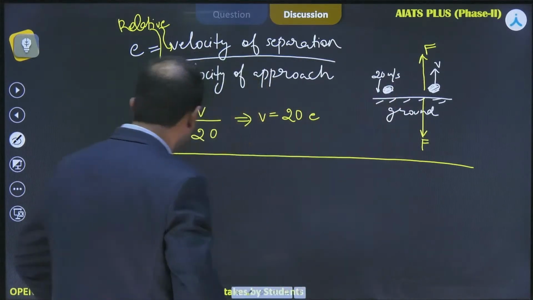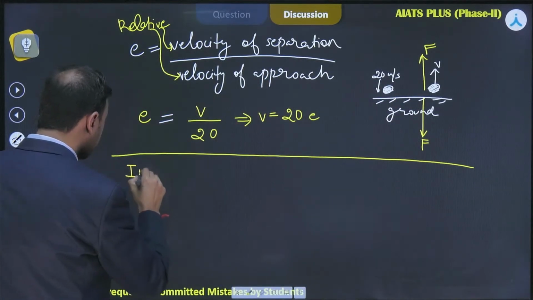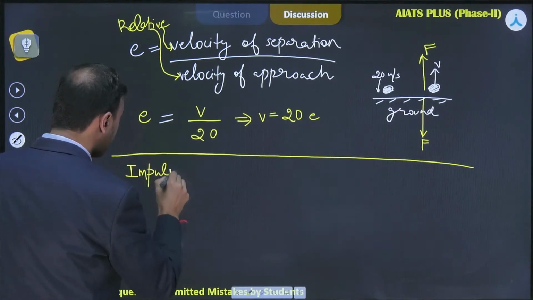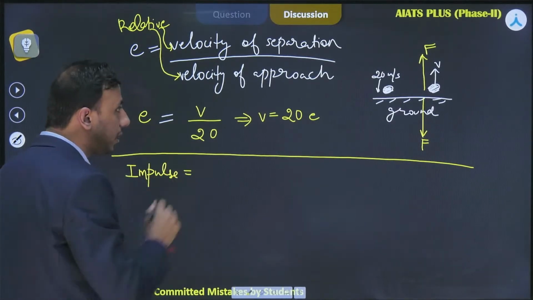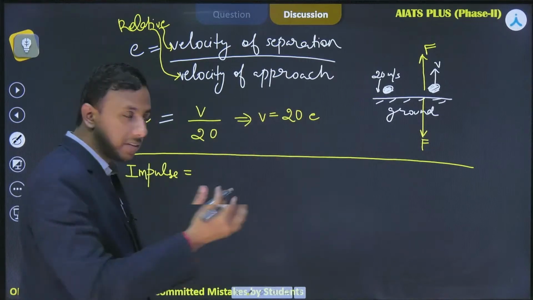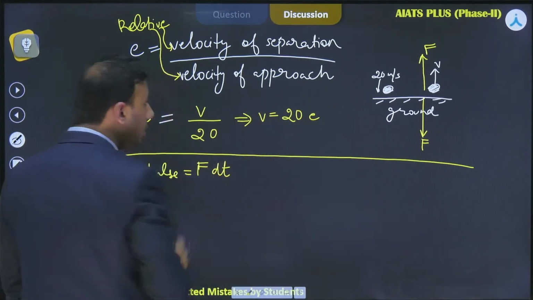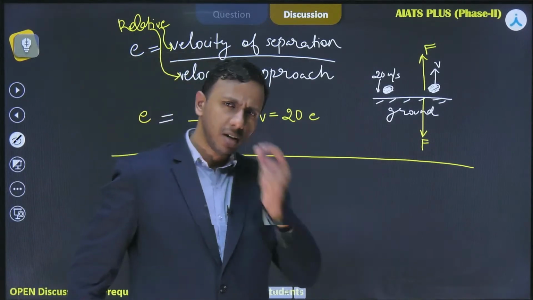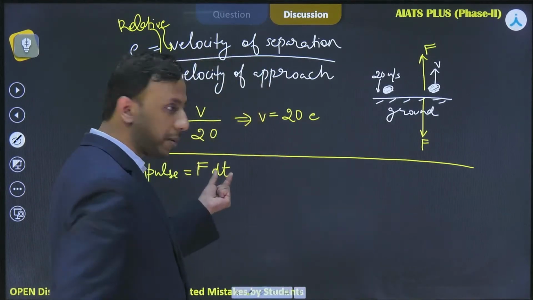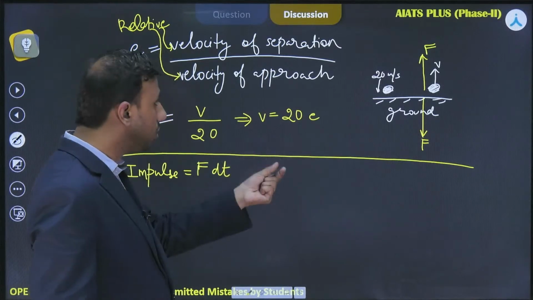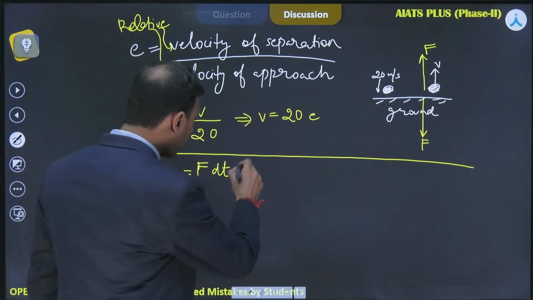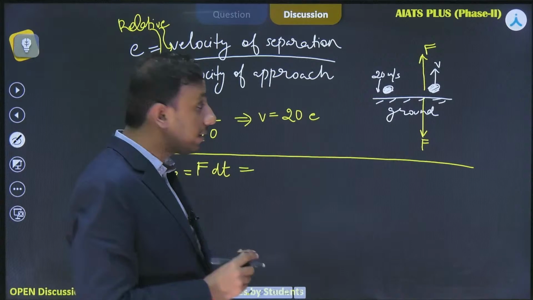So impulsive force, or we can just call it impulse, would be equal to change in momentum, or we can just write F into dt. Why dt? Because this collision is taking place for a very small time. So force multiplied by that small time interval equals change in momentum. How will we find that?